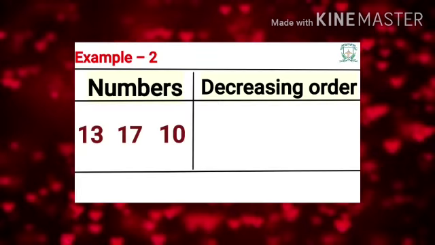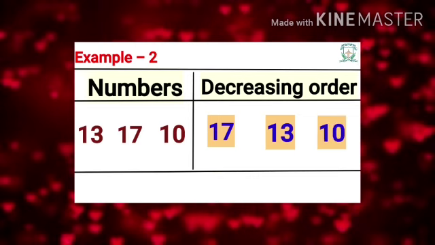Now we move on to the next example where we are comparing the three numbers 13, 17 and 10. We can see that 17 is the greatest and 10 is the smallest. So we get the descending order as 17, 13 and 10. Now we can see that the numbers are arranged from the greatest to the smallest number.